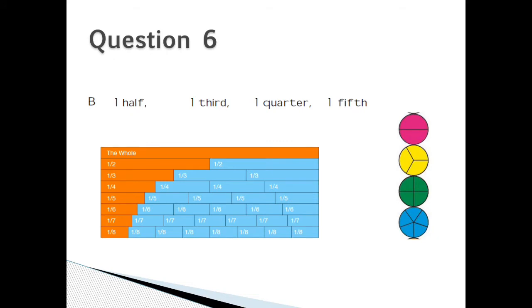If you look at the fraction wall, the second line shows you how big 1/2 is. The third line shows you how big 1/3 is. The fourth one shows you how big a quarter is. The fifth one shows you how big a fifth is.